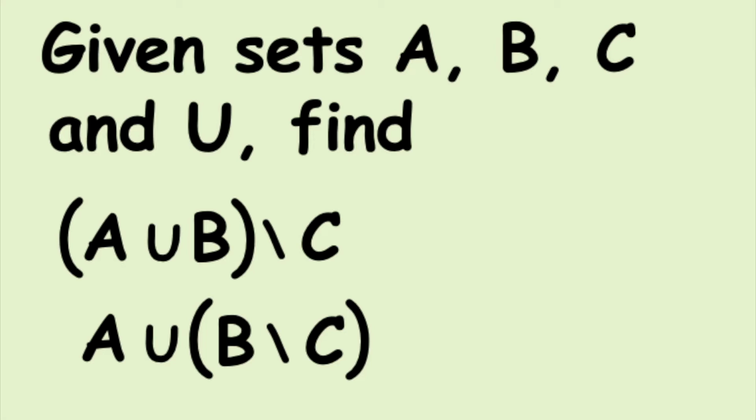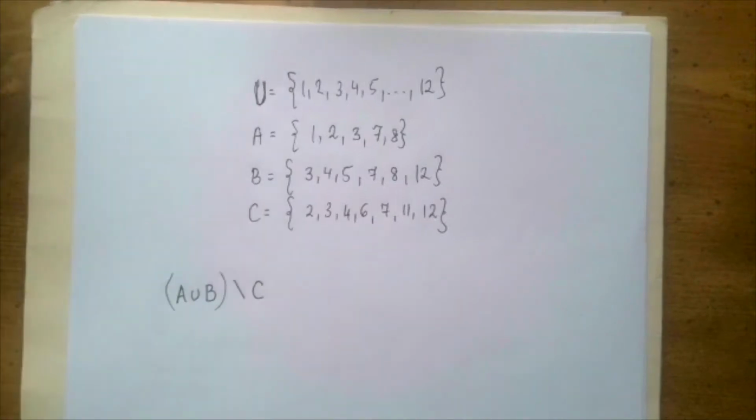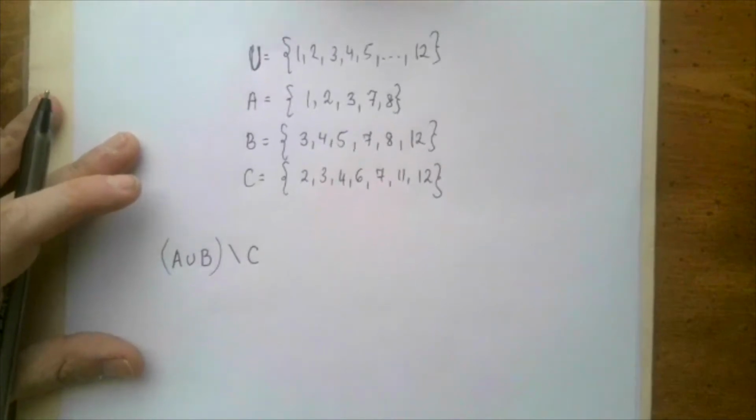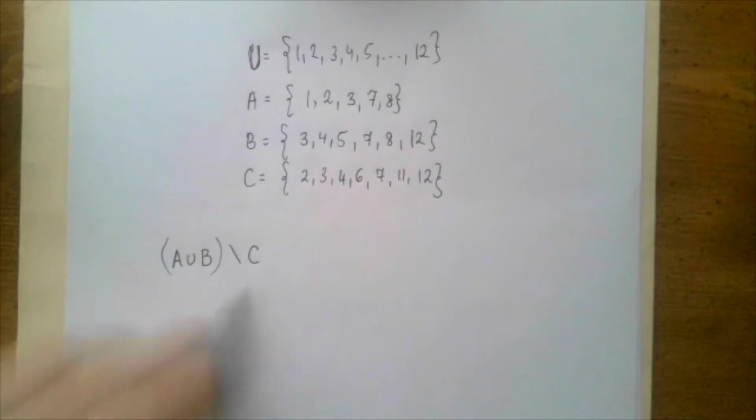Suppose we have 4 sets given. U is our usual universal set. It's the positive integers between 1 and 12. And then A, B, and C are 3 sets given. And what we have to compute is the result of A union B, and when this is done, take away C. So we have to subtract C from the union of A and B.